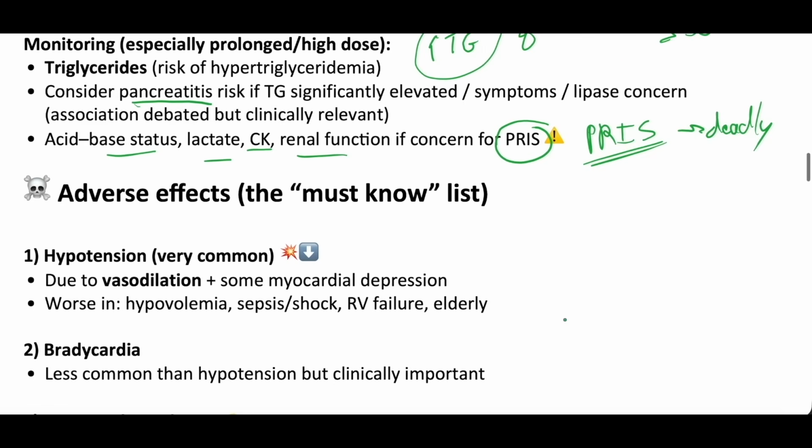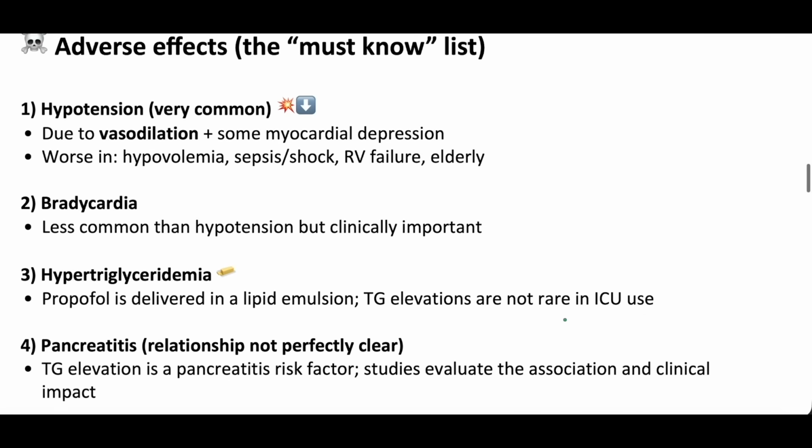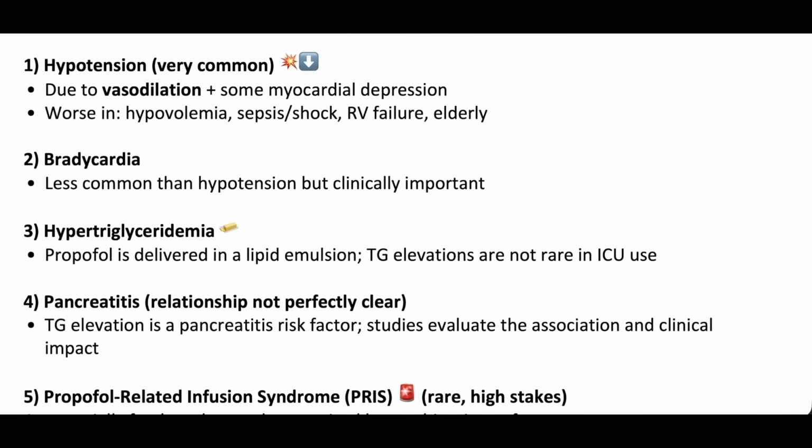All right, adverse effects, the must-know list. So this is kind of getting into the nuances of the adverse effects. We said hypotension, very common. Propofol causes some vasodilation. It also might cause some myocardial depression. And this might be worse in patients who are already vasoplegic or hypovolemic. So hypotension, very common, monitor for it. Bradycardia, like we said, it is less common. We see it more often in dexmedetomidine, but it can happen and it can be clinically important, right?